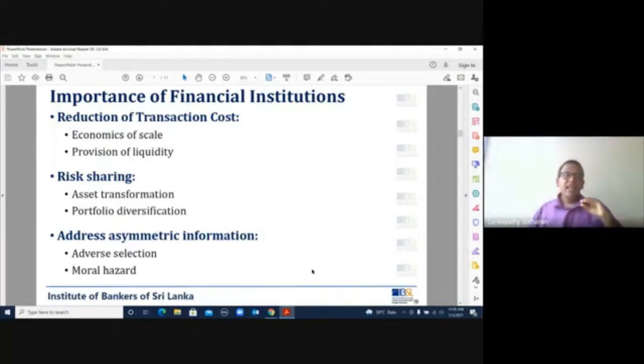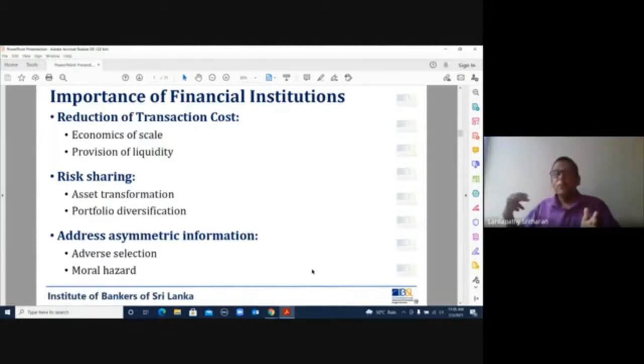So adverse selection and moral hazard, for example, address that asymmetrical information. In the sense that when financial institutions are functioning for the specialization of financial transactions, they may have good selection criteria. They will avoid adverse selection. For example, when they are granting loans and advances, they may have very sophisticated systems, so they can avoid adverse selection.